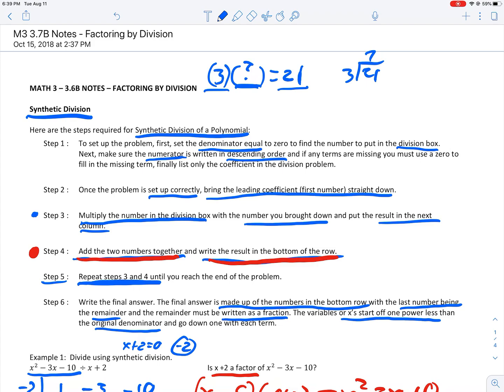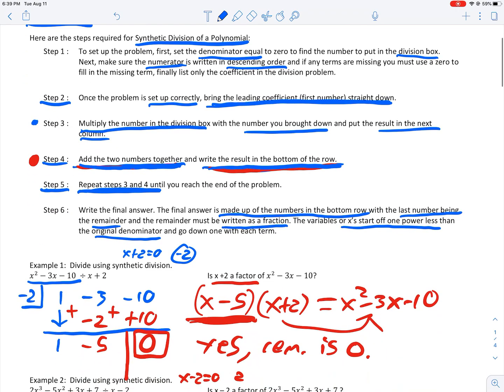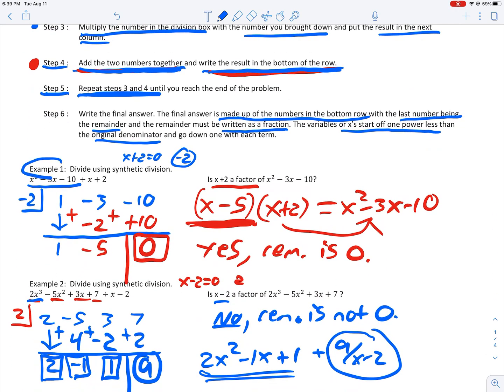Right before you get to step 2, is everything in descending order? If it is, just bring down the coefficients. Step 2, bring down the first term, the first number. Multiply it by what's in the division box, put it in the next column. Step 4, add the two numbers together, write the result at the bottom of the row. And then step 5 is repeat. Repeat, repeat, repeat until you get to the end. The last number is the remainder. For us, most of the time, it'll be like example 1. The remainder will be 0.